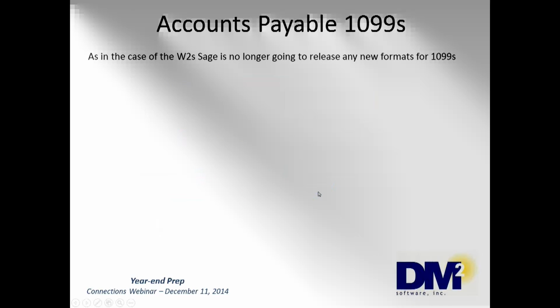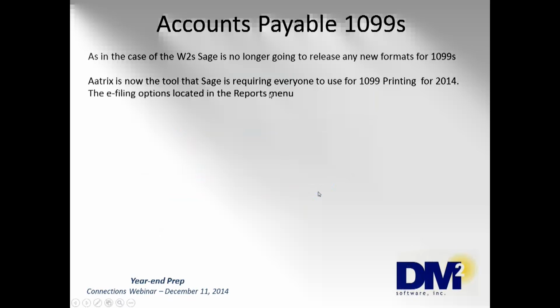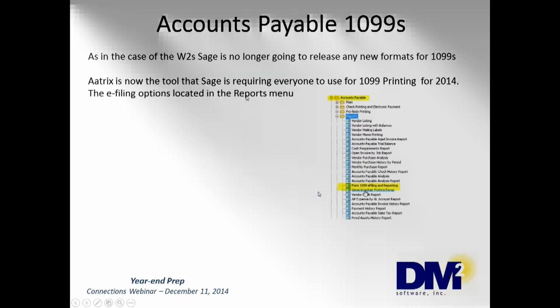So just a quick mention on 1099s. As in the case of W-2s, Sage isn't going to release any new formats for 1099s. They used to do that in that IRD, but they are going to use Atrix. Again, it's going to be the tool that you will use for 1099 printing. And instead of being in the period end module of accounts payable, 1099 e-filing and reporting is located in the reports menu. So that's a little bit of a difference from payroll.